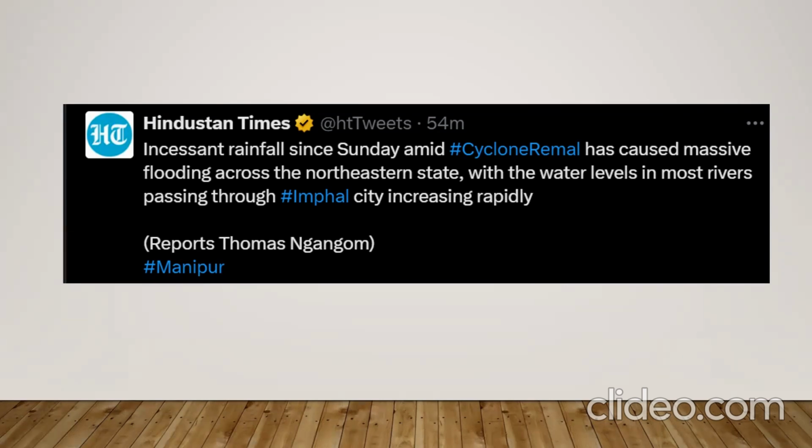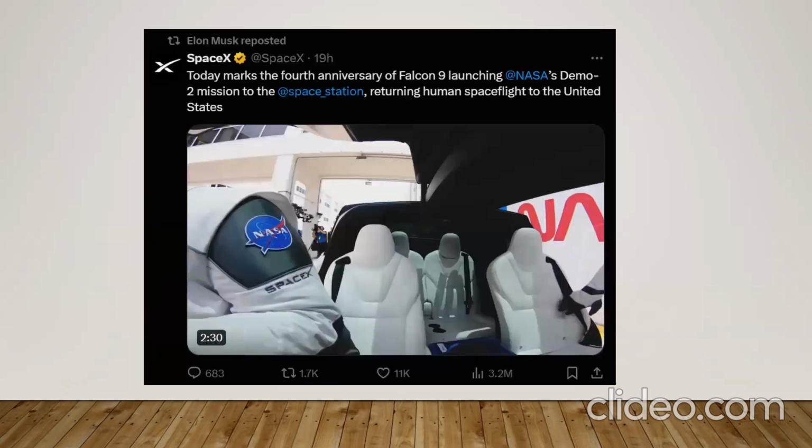So like this, you can find tweets even by the newspapers as well. Then we find another tweet by Elon Musk himself. He also tweets about a lot of developments which he does in his own company.